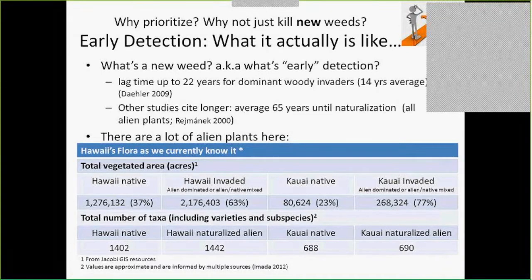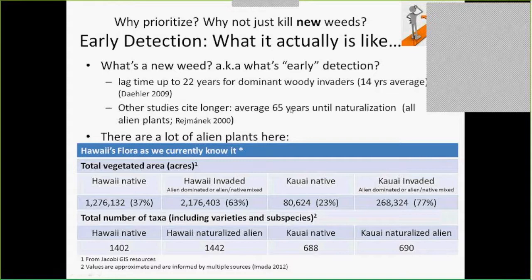So what it's actually like is you have to ask yourself a question, what is a new weed? What is early detection, basically? Well, a human's version of what early is a little bit different than what a plant's version of early is. So in a paper that Curt Daehler wrote in 2009, he looked at some of our dominant woody invaders in Hawaii, and we saw that we had lag times up to 22 years, or 14 years on average. And other studies that look at all species of alien plants have shown that lag time can be up to 65 years.